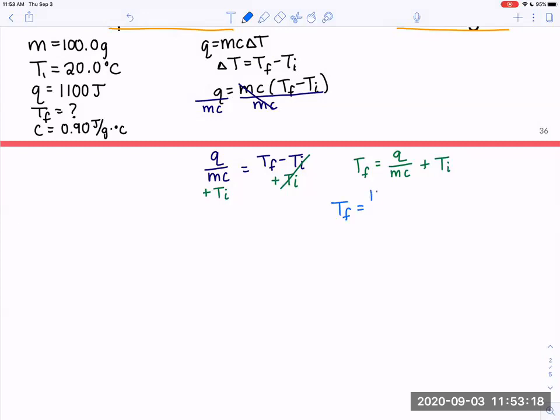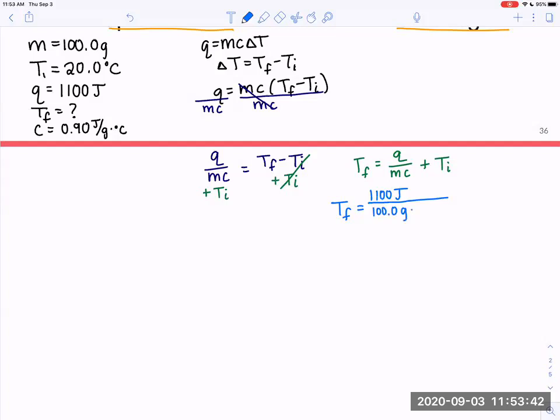So we have our Q of 1100 joules. Watch our units to make sure everything matches up, because my C has very specific units. It has joules, so we have to use joules. If they gave me kilojoules, I'd have to change it. I have grams, and I have grams and delta degrees C, so this is fine. I can use these numbers. I don't have to do any sort of conversions here.